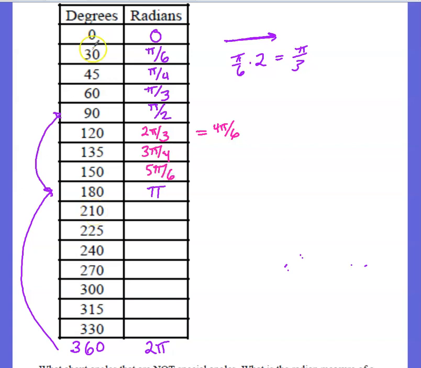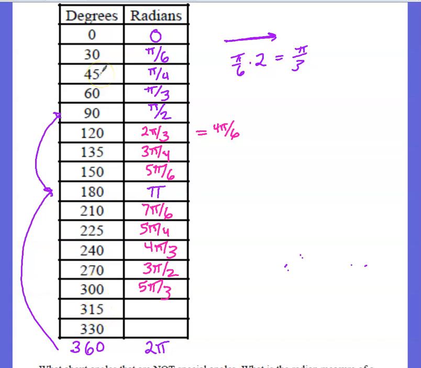210, I think I did 30 times 7. So then that would be 7 pi over 6. 225 ended up being 45 times 5, so 5 pi over 4. 240, I did 60 times 4, so that gave me 4 pi over 3. 270 was easy. That's a multiple of 90. 90 times 3, so 3 pi over 2. 300, I think I did 60 times 5, so that was 5 pi over 3.